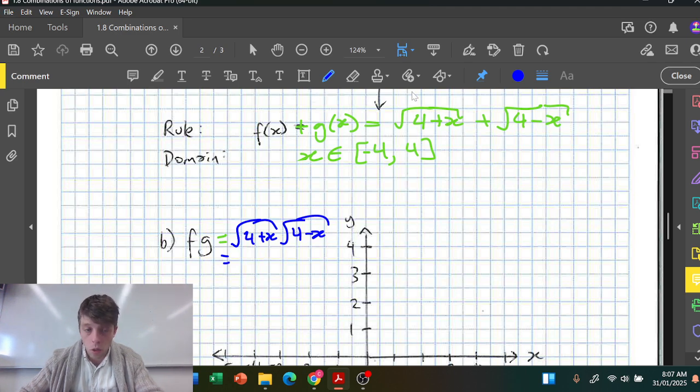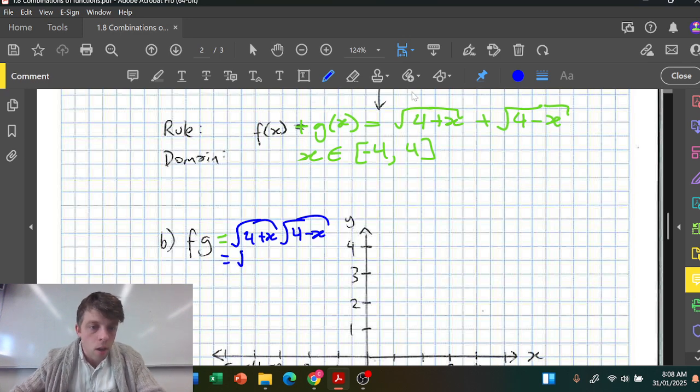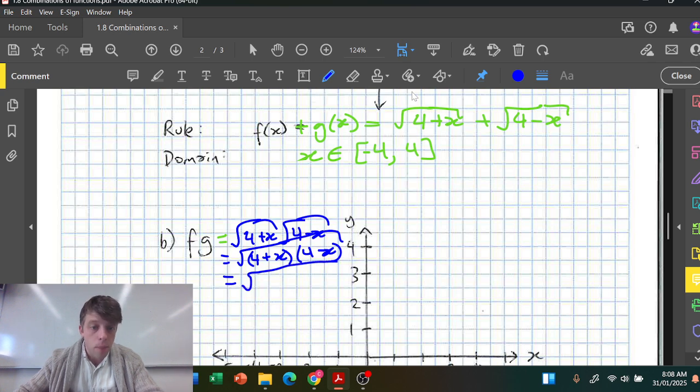Let's see if we can remember our surd laws. So if we have, for example, the square root of something times the square root of something else, that is equal to the square root of that first something times the second something. So applying that logic over here, we have the square root of 4 plus x times the square root of 4 minus x. That's all underneath one big square root sign. And then we just have under here a difference of two squares. So when we expand that, we have 4 times 4, which is 16, minus x squared. Okay, so that's what we get when we multiply these two things by each other.